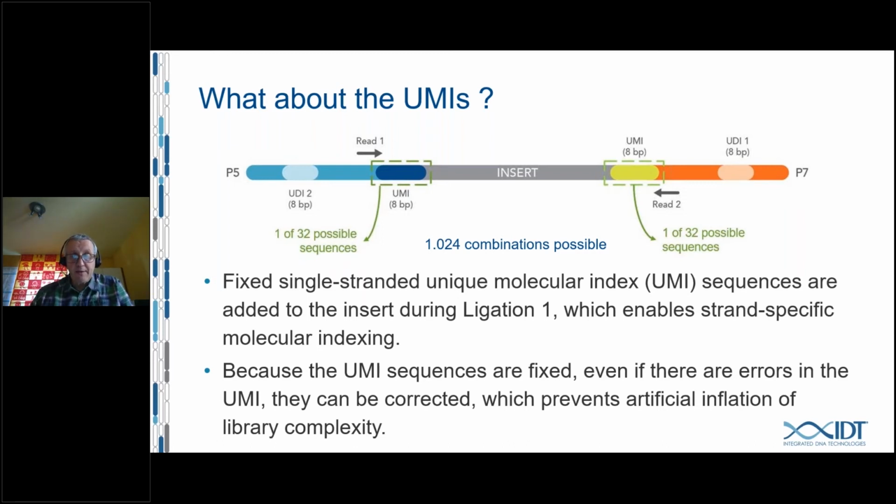And since ligation events left and right of the insert molecule are independent from each other, this results in 1,000 combinations that are possible. It's 32 times 32. Because those UMIs have a specific sequence, we can discriminate PCR errors that would occur in the PCR steps downstream of the ligation. And by doing so, we can prevent the artificial inflation of the library complexity.